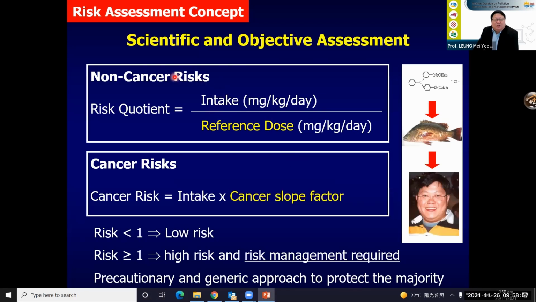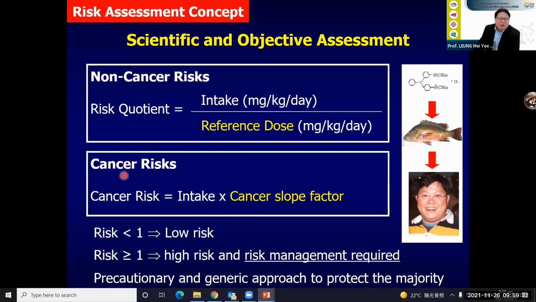Now, this is what we call the non-cancer risk. We actually compare the intake levels against the reference dose in the fish, okay? If the intake is lower than the reference dose, I'm safe. If higher, that means I shouldn't do it. Maybe we should stop selling the fish.